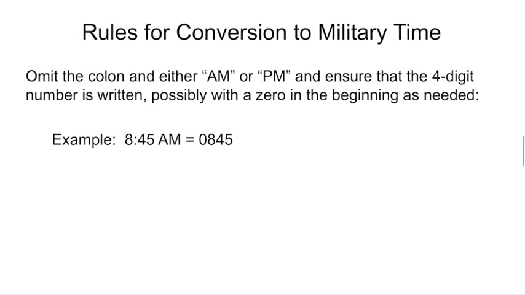So, rules for converting to military time. The first thing we want to do is omit the colon and either the AM or the PM, depending on the time, and ensure that we have a 4-digit number written. So there might have to be a 0 at the beginning. In this case, I'm going to omit this colon and I'm going to omit the AM. So I would have 8:45, but because that's only 3 digits, I would add a 0 in front of that because we always want a 4-digit number for military time.